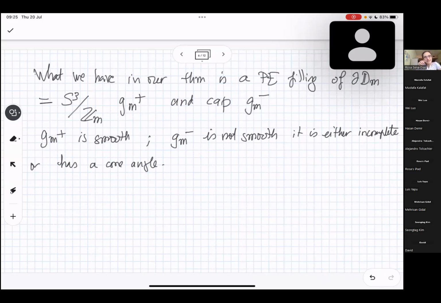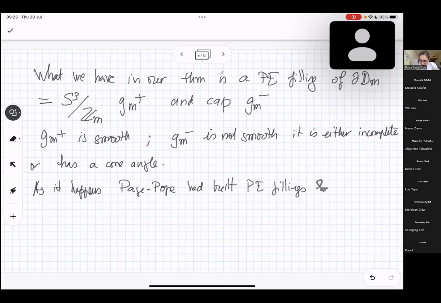Okay, so what I want to say next is the discouraging part of the story. As it happens, Page and Pope had built Poincaré Einstein fillings for S3 mod Zm, and they look different from ours because they are in different coordinates. The construction is simply different. They come up for different reasons. They come up from physics.